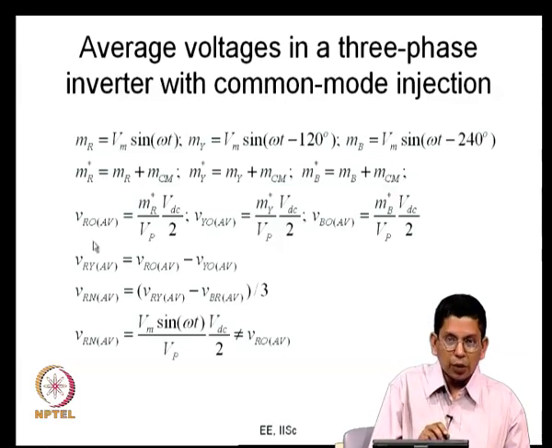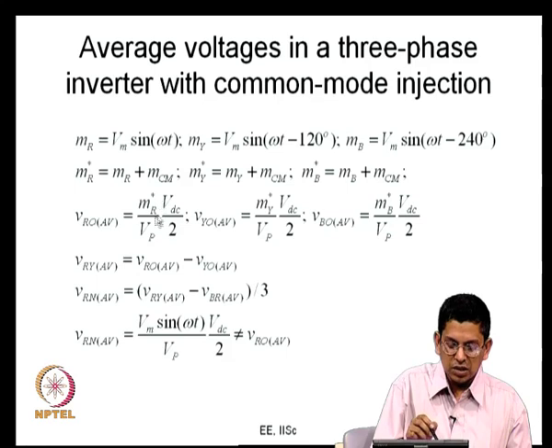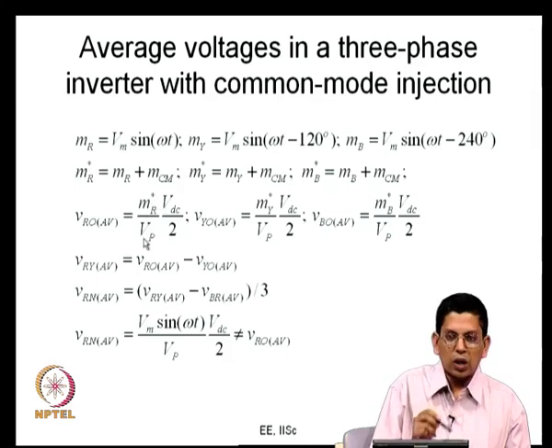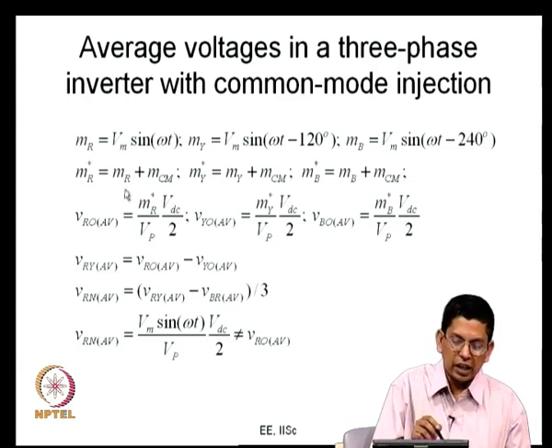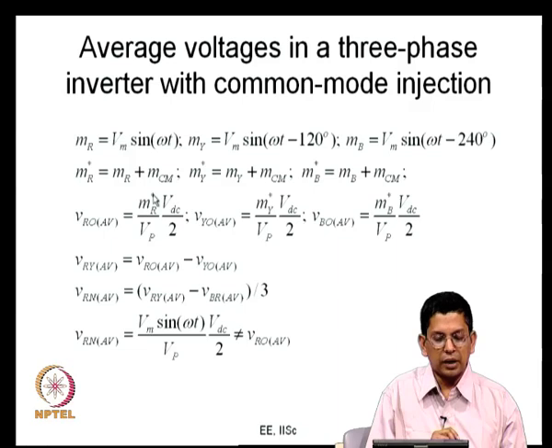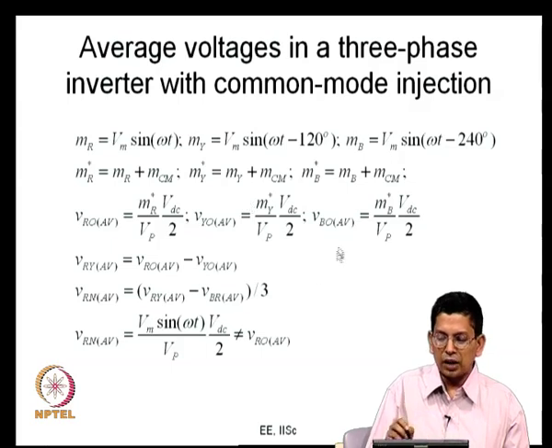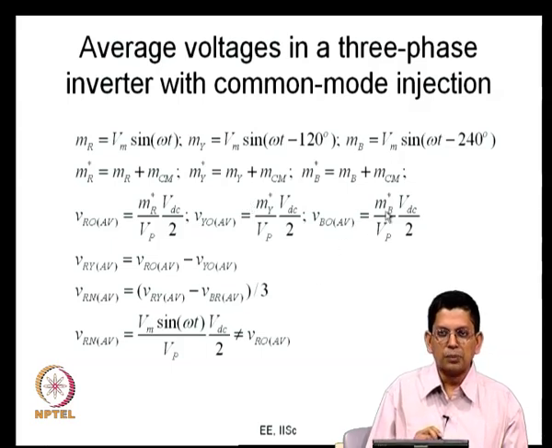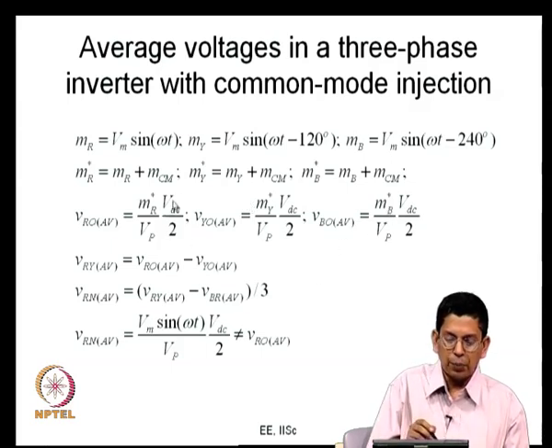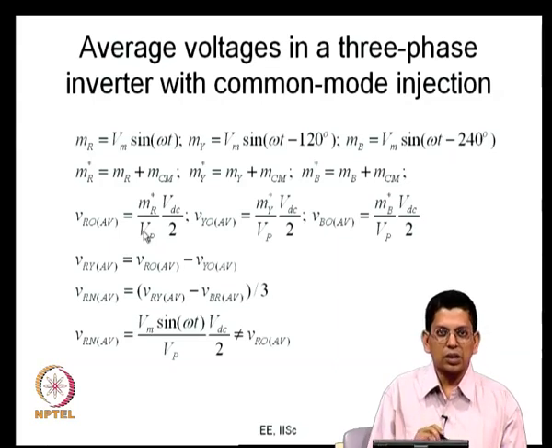So, now what is going to be a VRO average? Your VRO average is not MR times VDC by 2 VP, but it is MR star. You look at this MR star, and what is this MR star? It is MR plus MCM. So, VRO average is no longer sinusoidal. It is proportional to MR star, which is not sinusoidal really. It is sine plus some common mode component added to that now. So, your VRO average is proportional to MR star, VYO average is proportional to MY star, VBO average is proportional to MB star, and this factor VDC by 2 VP can be taken as the gain of the inverter. That is what it is.